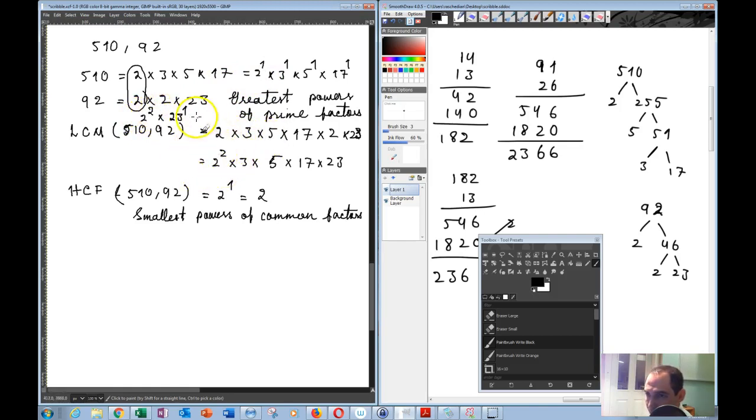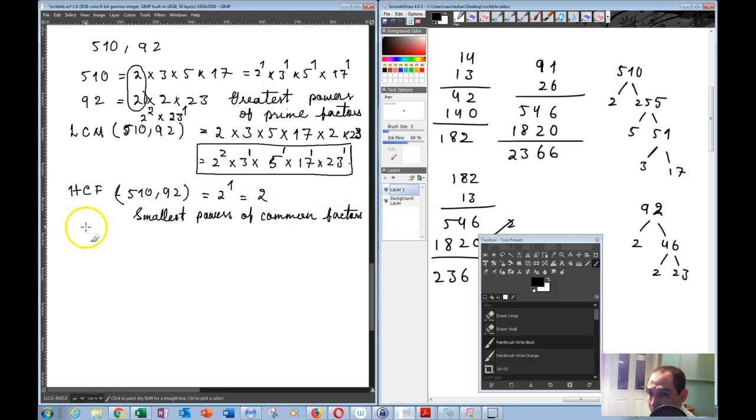So that's about 2, and then the next factors are not common, so you can just write them as they are. So 3 raised to the power 1 and 5 raised to the power 1 and 17 raised to the power 1 and 23 raised to the power 1, which is basically this thing over here. So now I know the LCM of my numbers, which is this number over here, and I have the HCF of my numbers.